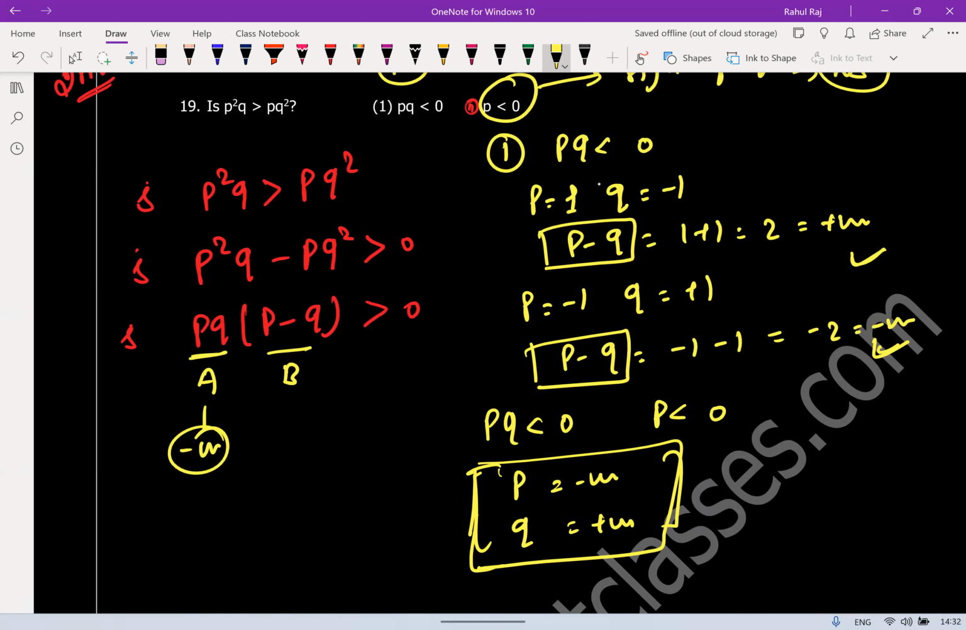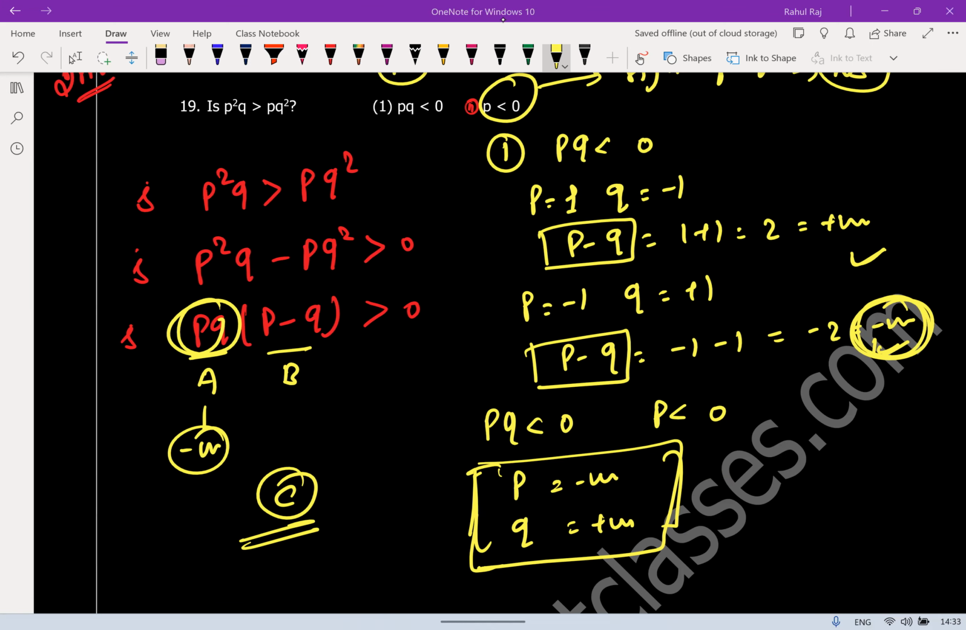No, sir. The combination part says that P is negative and Q is positive. Now, if P is negative and Q is positive, what is P minus Q? You always get a negative term. And PQ, you anyway know that this is negative. So combination will solve your problem. So answer should be C. Is that clear, Yash?